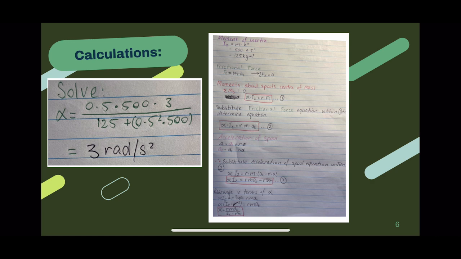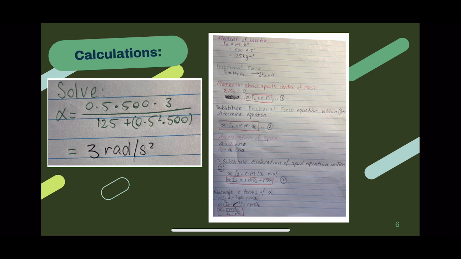I will walk you through the theoretical framework and equations we used to analyse the motion of a rolling spool. Beginning by calculating the moment of inertia of the spool using the formula mass times radius of gyration squared, with a mass of 500 kilograms and radius of gyration of 0.5 meters, we received the moment of inertia equals 125 kilogram meters squared. Next, we applied Newton's second law in the horizontal direction, where the only horizontal force is friction, thus determining that force of friction equals mass times linear acceleration.